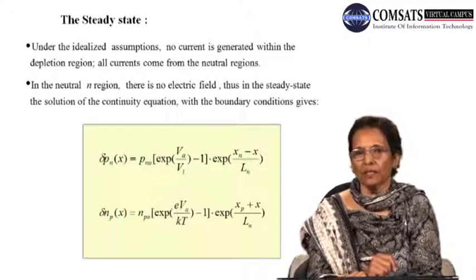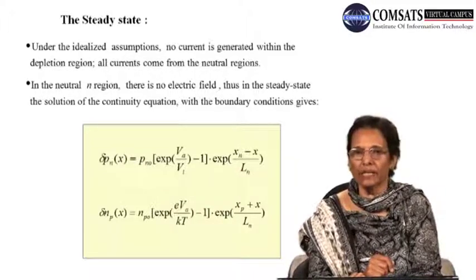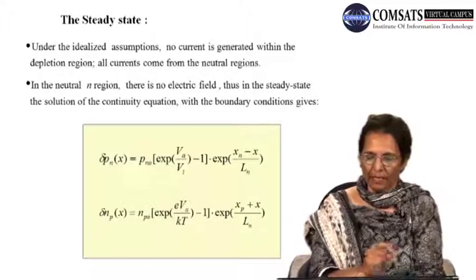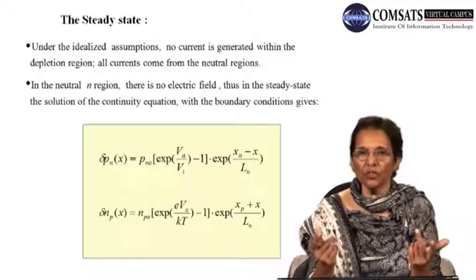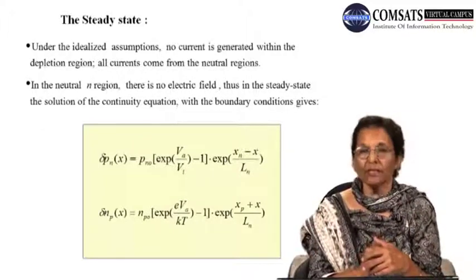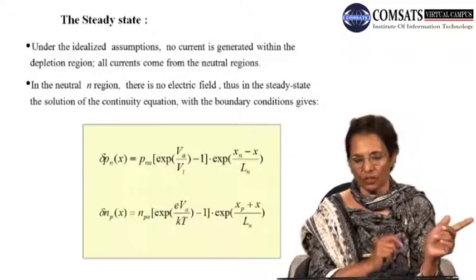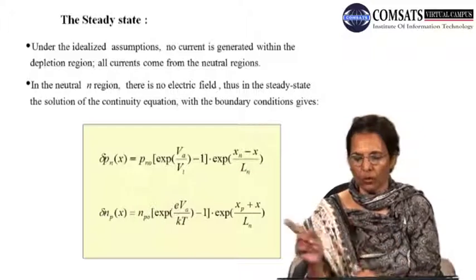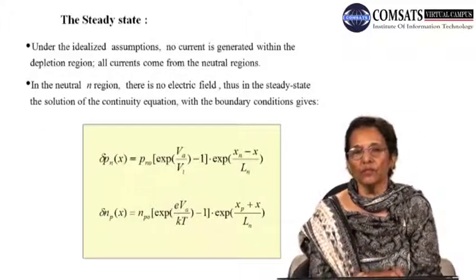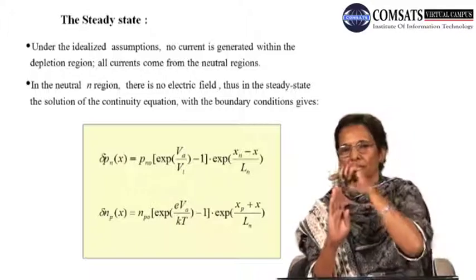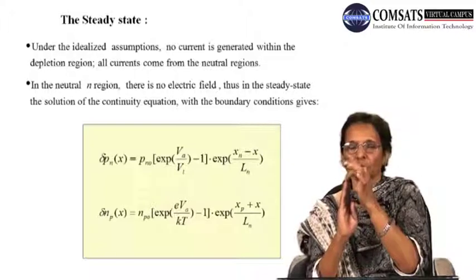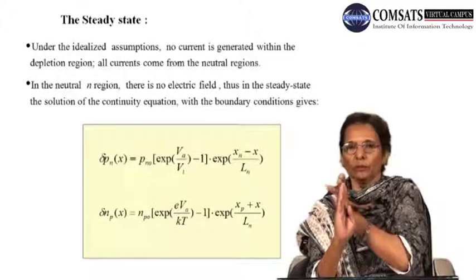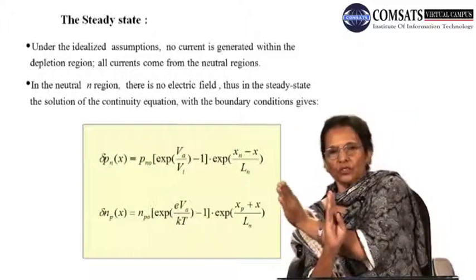But this reduction in the injected minority carriers is not linear, it is exponential, and it depends on the applied voltage VA, at temperature, with the thermal voltage Vt, as we discussed in the previous slide. It also varies exponentially with respect to the distance that the electron travels from xn, xn being the starting point in space from the P region to some distance.